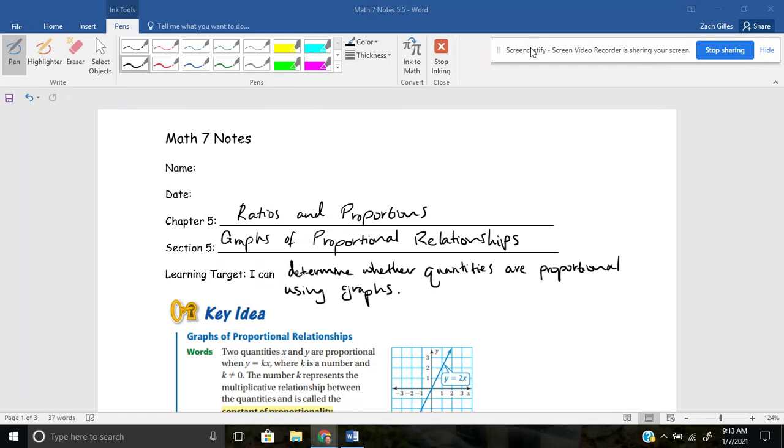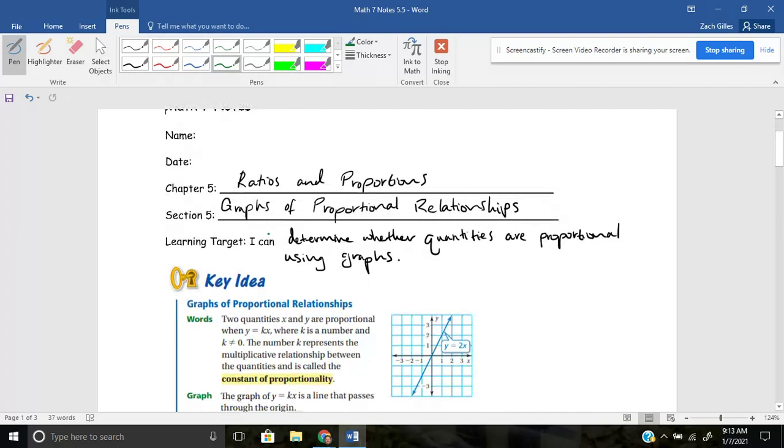Today we're going to discuss graphs of proportional relationships. So we've been working with rates and ratios, and a little bit last section with equivalent ratios, which we set up into proportions. And today we're going to look at what it looks like when we graph a proportional relationship.